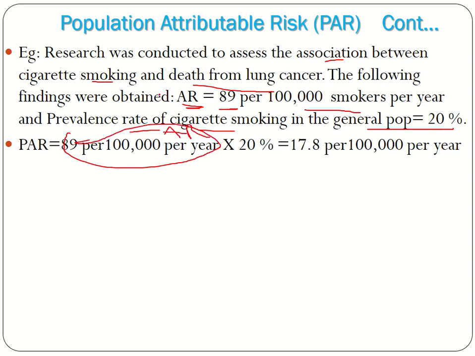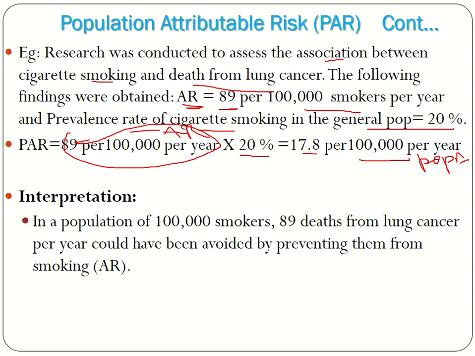Then we multiply it with the prevalence rate of smoking, which is the exposure in the general population, which is 20%. So we get this number, 17.8 per 100,000 population per year. So now with the general population, we're talking about the general population per year.